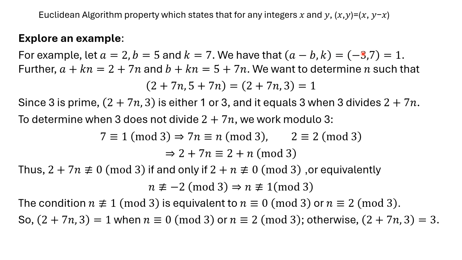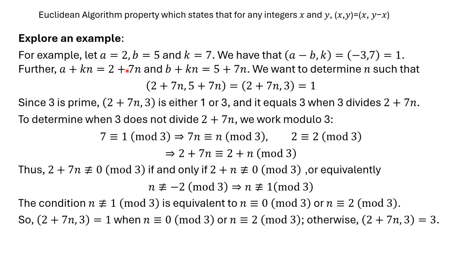So a minus b is minus 3. Don't let the minus number bother you. And then k is 7. So the GCD of these two numbers is 1. That's still the largest positive number that divides both of them. Then we just plug in 2, 5, and 7 for a, b, and k.